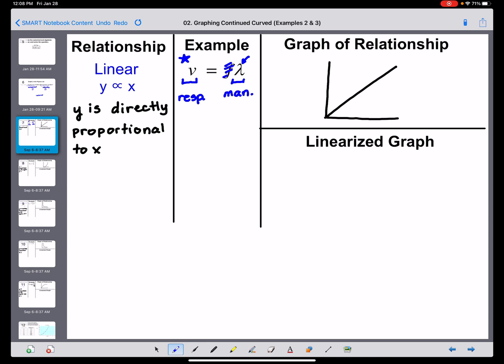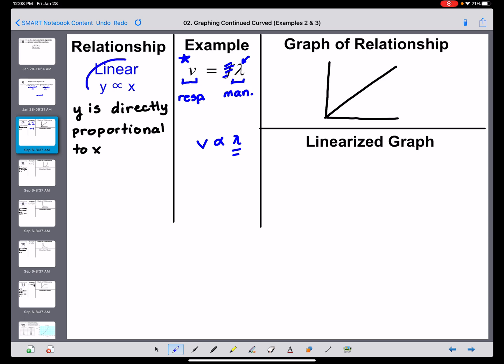And I can write out something that looks like this. I can write v, and then this symbol, which kind of looks like a fish, but it means proportional to lambda. And we would read this as v is directly proportional to lambda. Now, the reason I know that it is directly proportional is because when you look at lambda, it is just plain lambda. By that I mean it's not lambda squared, it's not 1 over lambda, lambda is not under a square root, it's just lambda by itself with nothing happening to it.